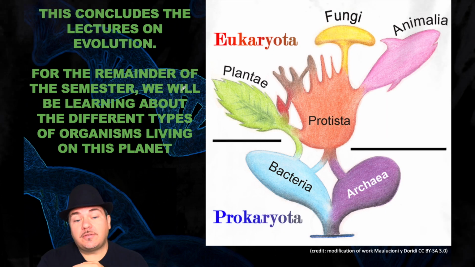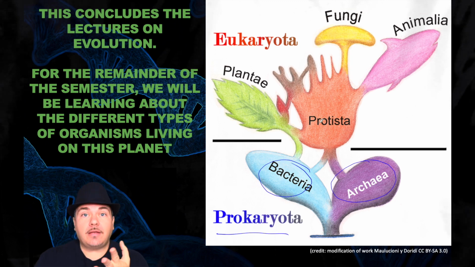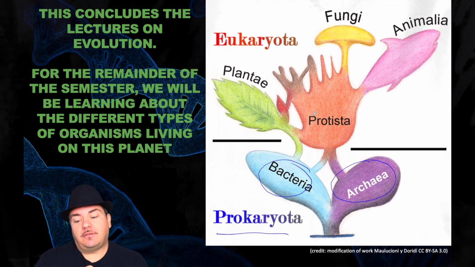So this concludes a set of lectures on evolution. We went through several chapters learning about the basics of evolution. For the remainder of this semester, we will be learning about the different types of organisms living on this planet. We're going to start learning about the prokaryotes, the single-celled organisms, bacteria and archaea. And we'll also learn a little bit about the abiotic viruses, so non-living, but they infect living things.